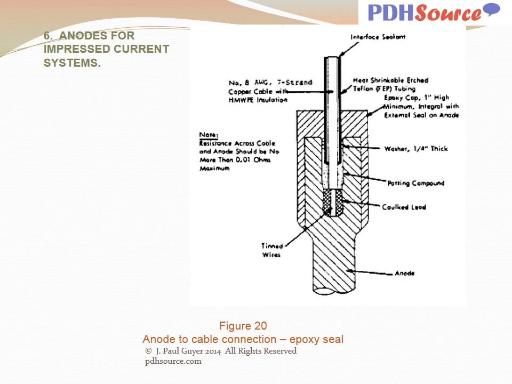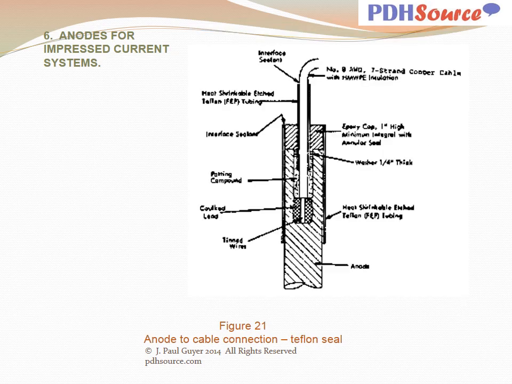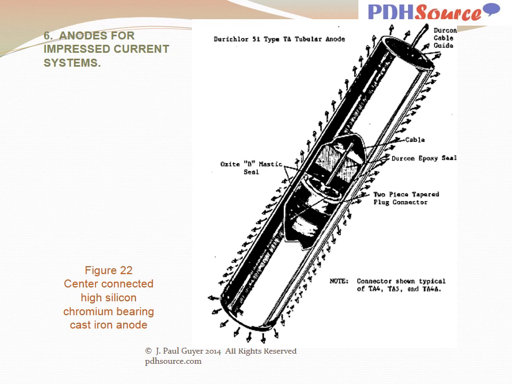Figure 20 is an anode to cable connection with an epoxy seal. Figure 21 is an anode to cable connection with a Teflon seal. Figure 22 is a center-connected high silicon chromium-bearing cast iron anode.